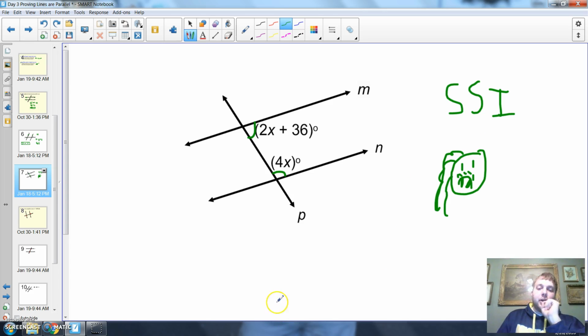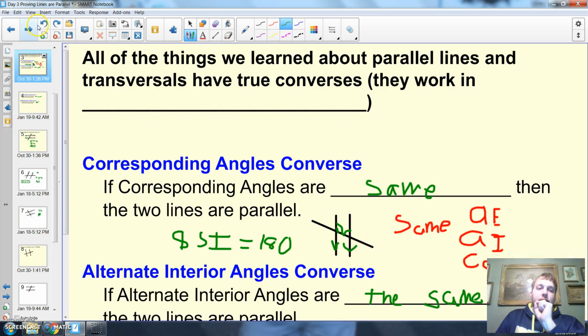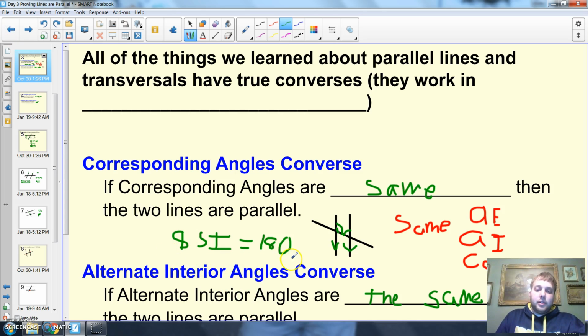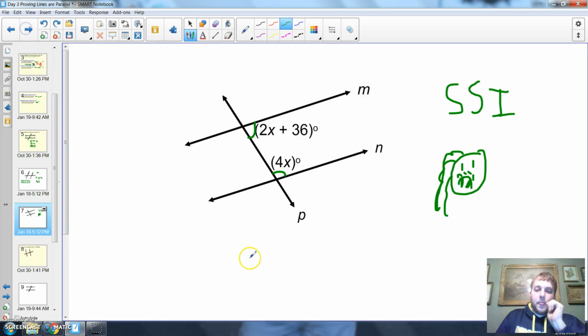So, same side interior, I know these must equal 180. Remember that proof? Same side interior, right here, have to equal 180. Both of them put together. So I know that 4x plus this bad boy, 2x plus 36, I know that will equal 180.